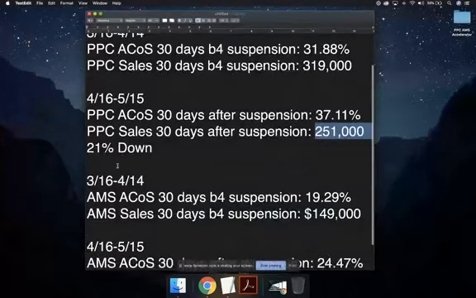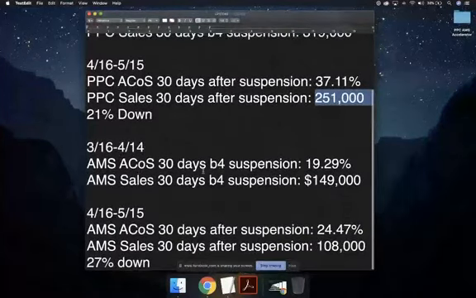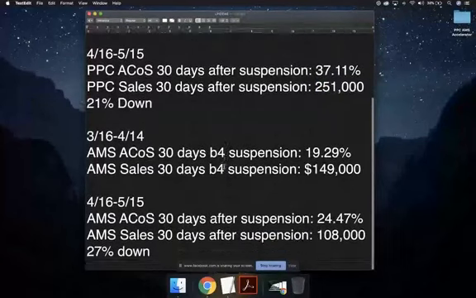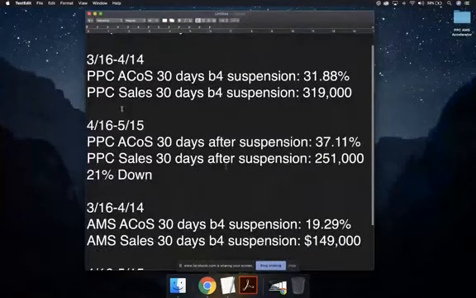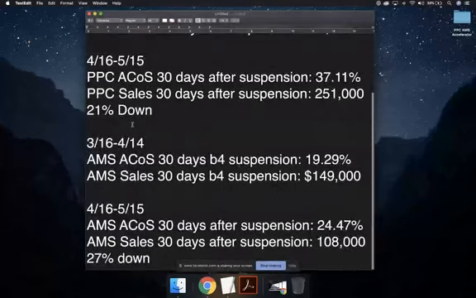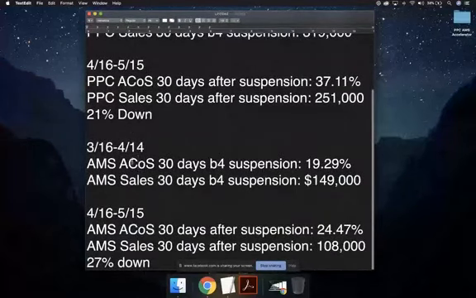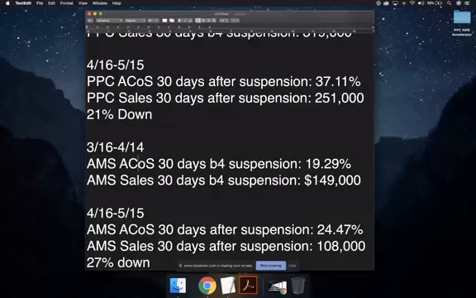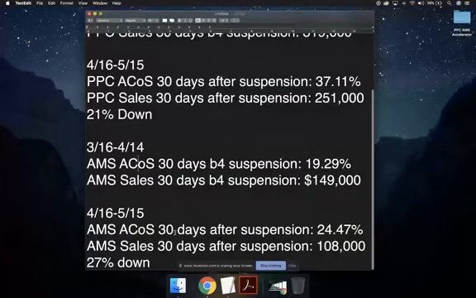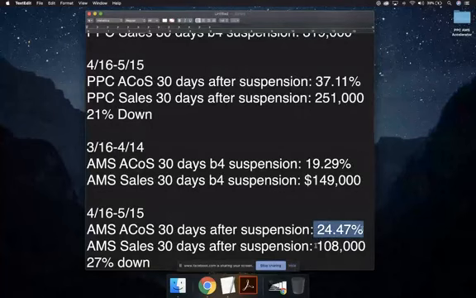So let's go over the data after the suspension. We went over PPC data right here. Now let's go over the AMS data. AMS ACoS 30 days before suspension was 19%. AMS sales 30 days before suspension, 149K. And then AMS ACoS 30 days after suspension, 24%. That went up. And then sales went down to 108,000, 27% down in sales.